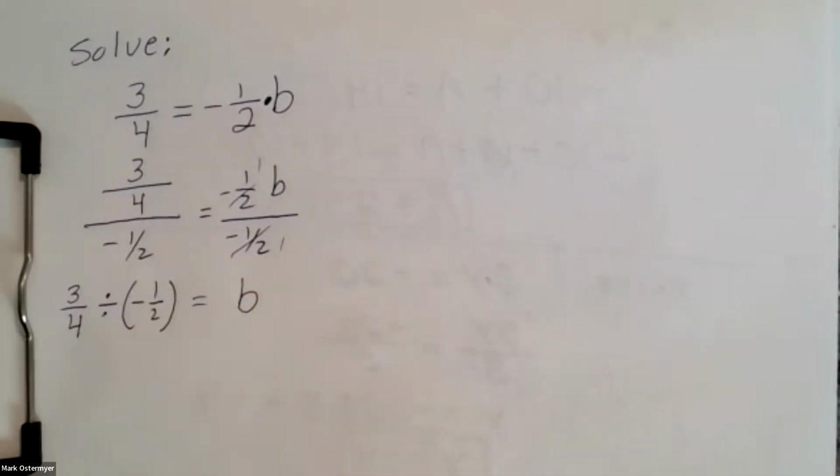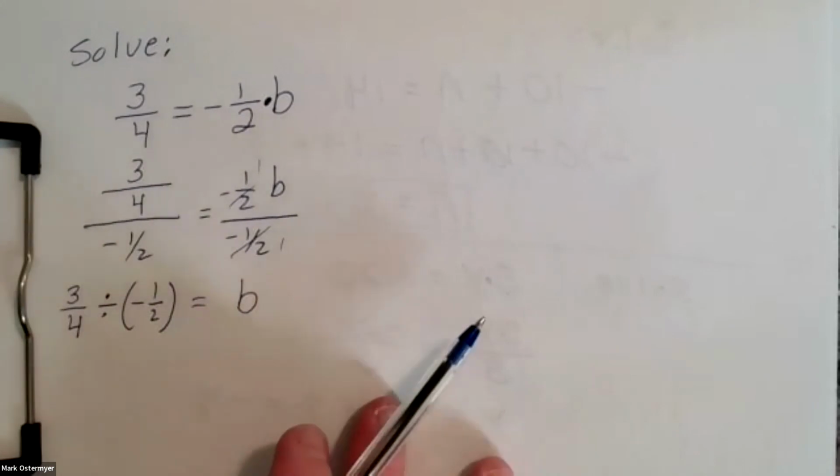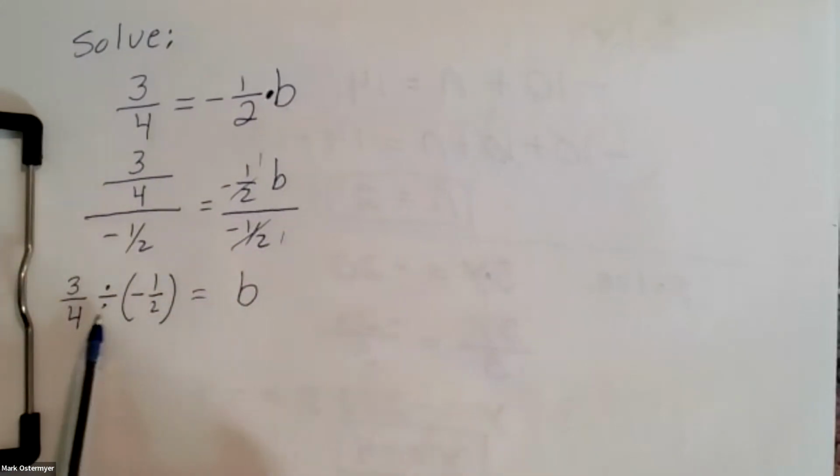Well, how do we do that? Well, we have a nice calculator in the TI-30 or the TI-34 that can deal with fractions very easily. Let's go back to our calculator to show ourselves how we can divide 3/4 by negative 1/2.